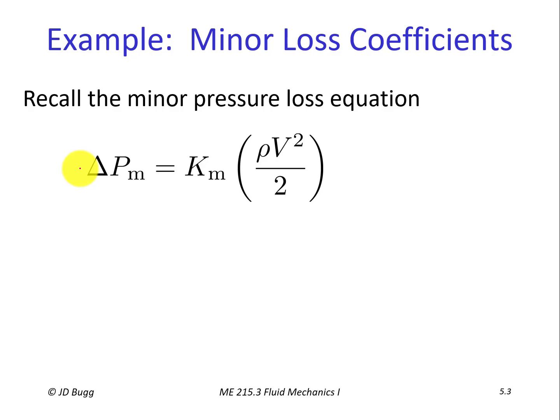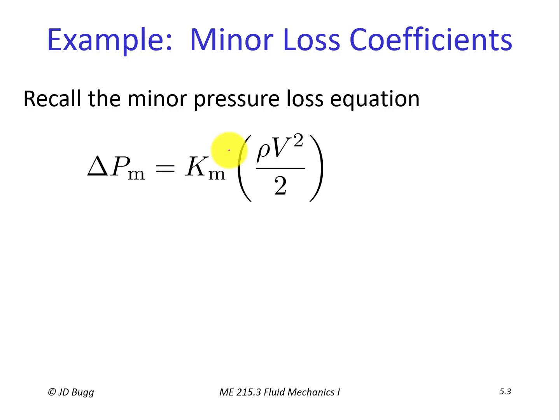Well, how was that minor loss coefficient determined? Almost exclusively, minor loss coefficients are determined through experimental measurements. So whoever designed that fitting takes it and pumps fluid through it at particular velocities, measures the pressure drop through it, and experimentally determines what this minor loss coefficient is so that others can use it when they're using that particular fitting.